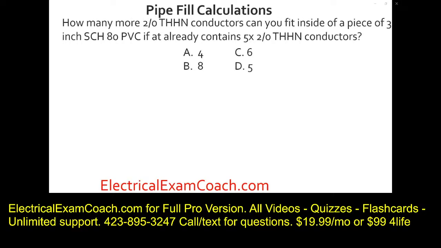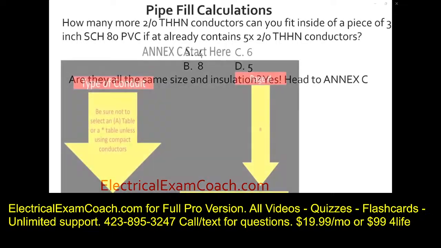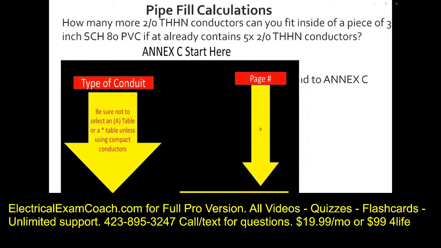How many more 2/0 THHN conductors can you fit inside of a piece of 3 inch Schedule 80 that already contains 5 2/0 THHN conductors? Well, the first question we're going to ask is, are they all of the same size and insulation? Yes, so let's head to Annex C. When we get to Annex C, start here, we're going to start on the left-hand side until we find our conduit, being sure that we're not in the A version of the table. Then we're going to come over and cross over and find our page number.